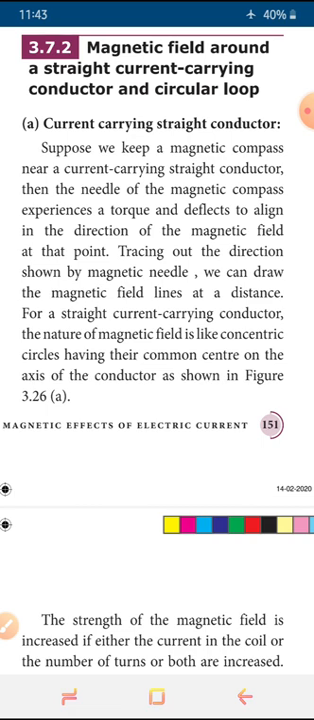How did he confirm that a magnetic field is produced around or near the current carrying conductor? He kept a magnetic compass needle. This compass needle shows a deflection when the electric current passes through the conductor. Then he confirmed it, and also when the direction of the current changes in the conductor, the magnetic needle also shows a deflection opposite to the previous one. This is the experiment I studied. Along with the experiment we also discussed an example.